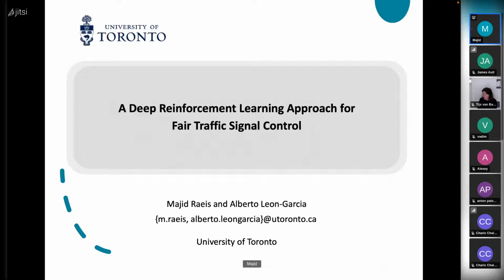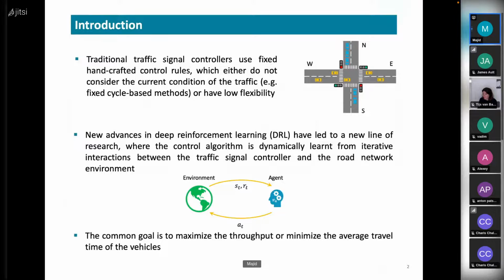Today I'm presenting one of our papers titled A Deep Reinforcement Learning Approach for Fair Traffic Signal Control. As you might already know, traditionally traffic signal controllers use hand-engineered control policies which either are not able to adapt to the dynamic condition of the traffic or have very limited flexibility. But with the new advancements in deep reinforcement learning, there is an increasing interest in using these algorithms to develop dynamic policies for the traffic light controllers.